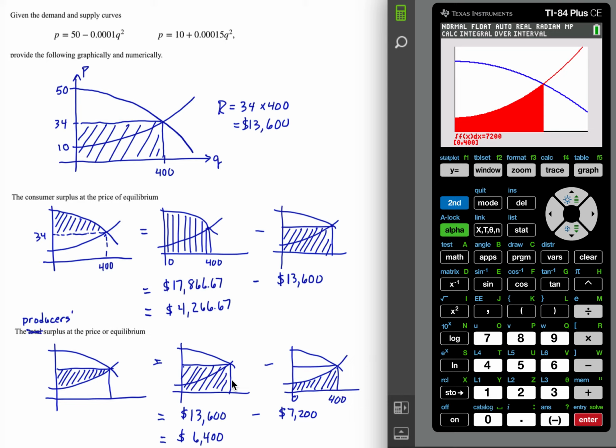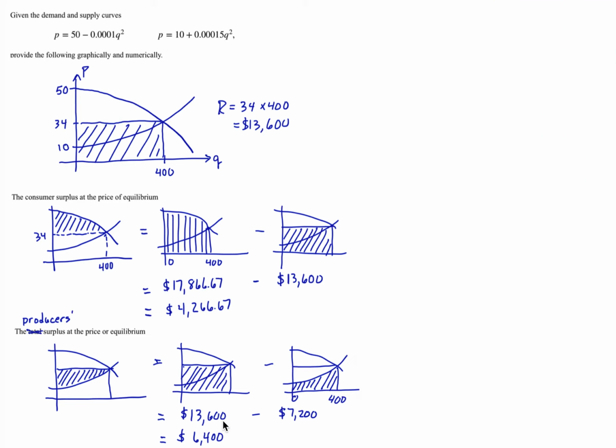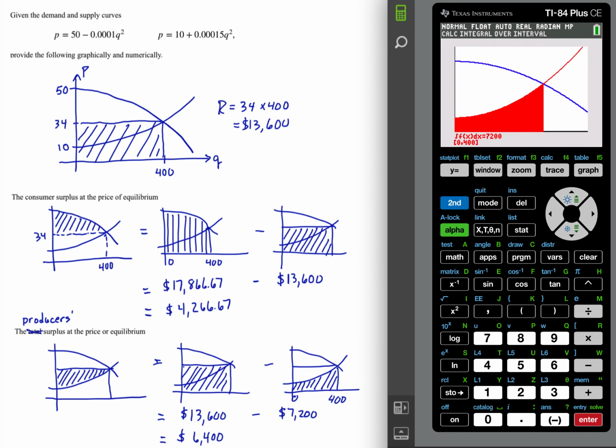So the area in the rectangle, $13,600, minus the area underneath the supply curve, $7,200, gives us a producer surplus of $6,400.